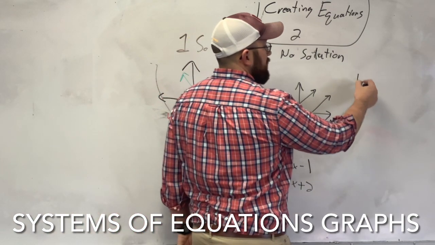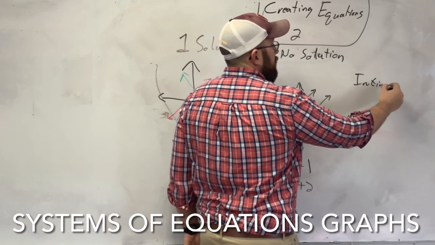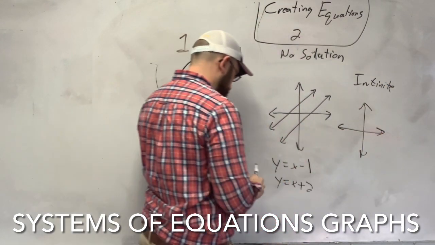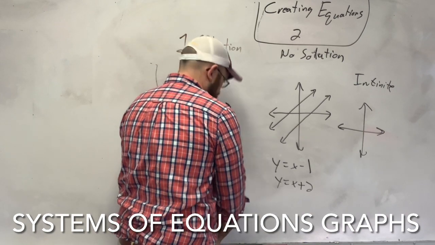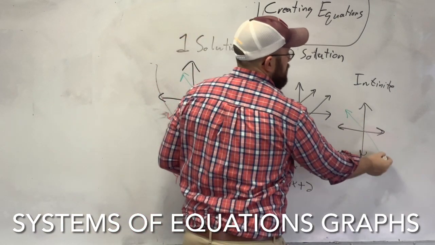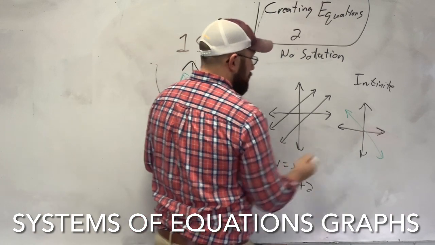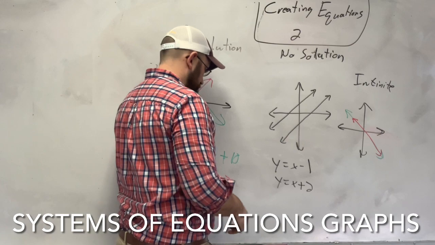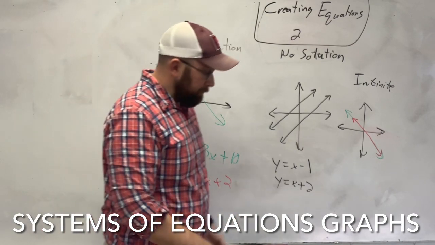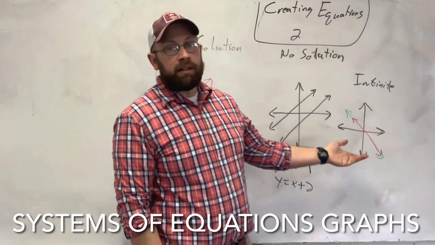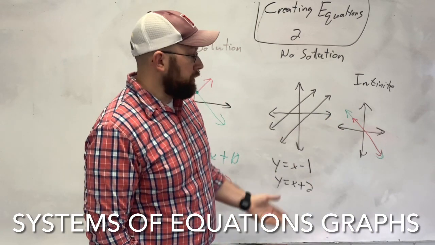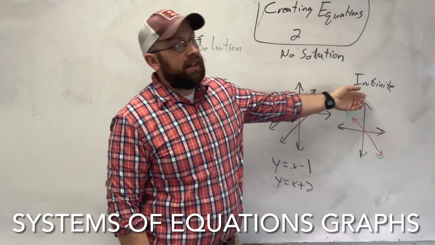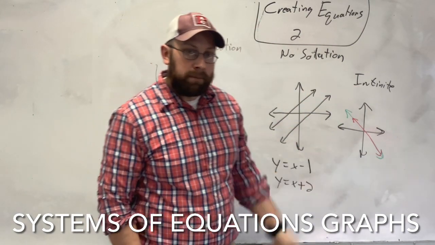And the last one is infinite solutions. And that is when you have two lines that are on top of each other. Forever and ever, they go the same place for all time. That means they're the same exact equation. So when you solve it out, if you get the same exact equation, it's the same line in both of the equations. That's infinite solutions, or all real numbers.